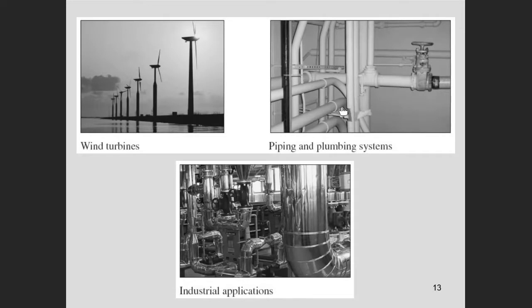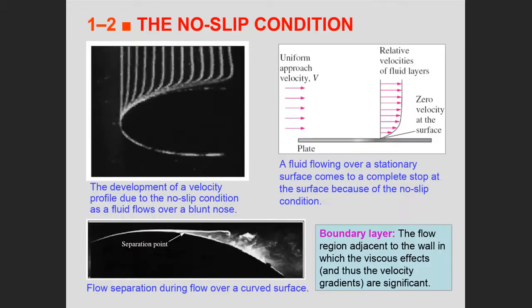This is a factory. These two are factories or water pipelines. And this is a wind turbine. All these are fluid systems. Now, we are still continuing with the introduction of basic concepts in fluid mechanics. One of the very basic concepts in fluid mechanics is something called the no-slip condition.